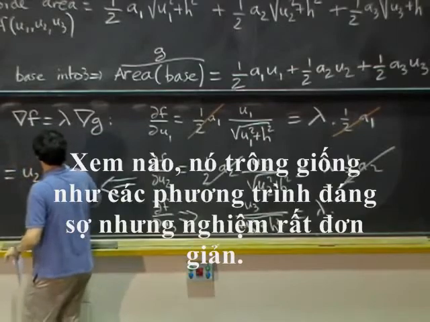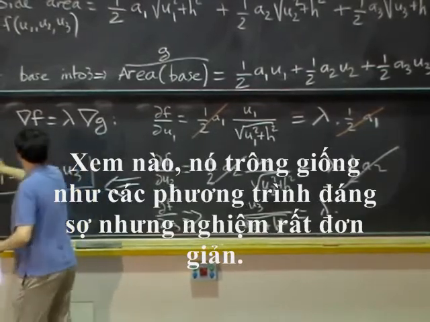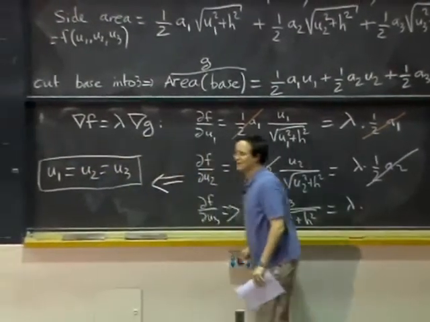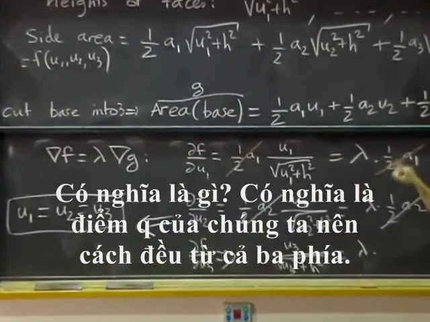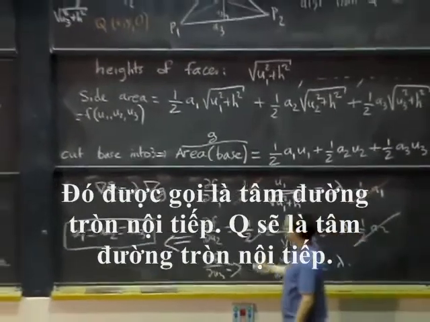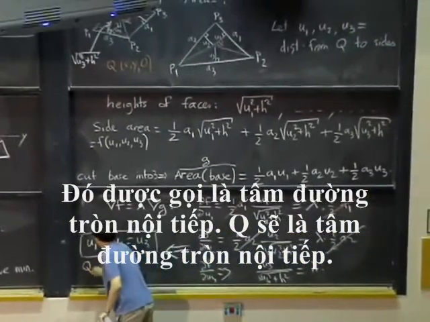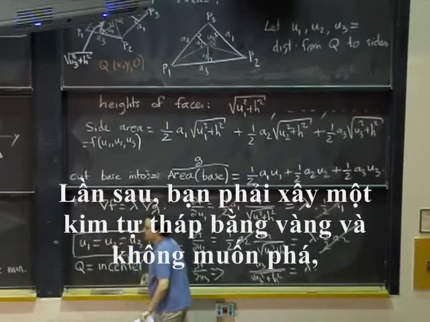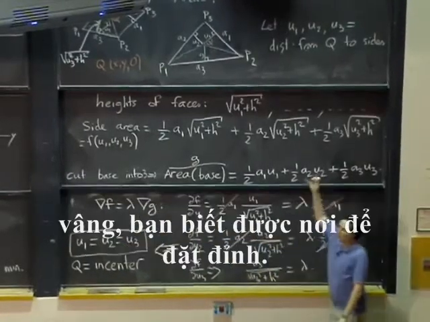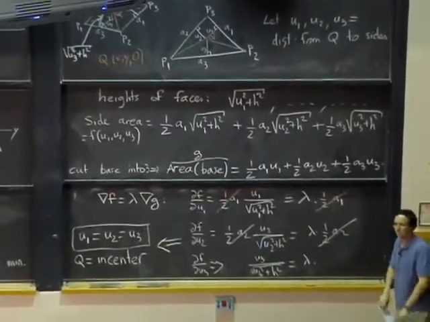See, it looked like scary equations, but the solution is very simple. So what does it mean? It means that our point Q should be equidistant from all 3 sides. That's called the incenter. So Q should be the incenter. So the next time that you have to build a golden pyramid and don't want to go broke, well, you know where to put the top.